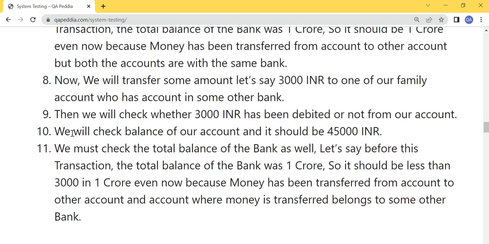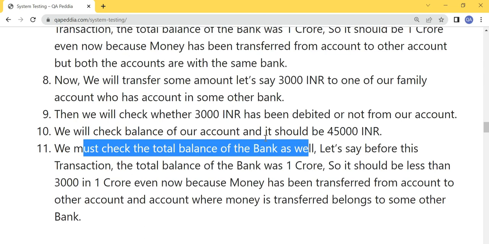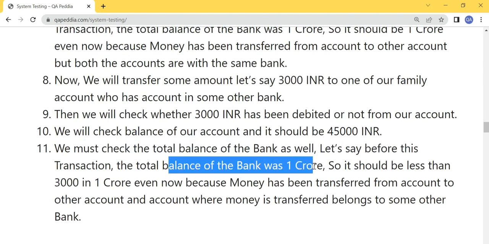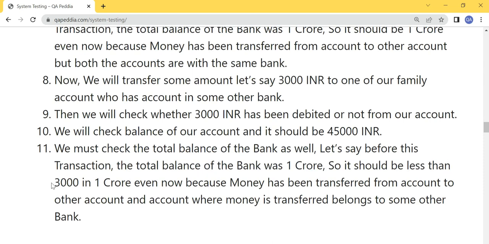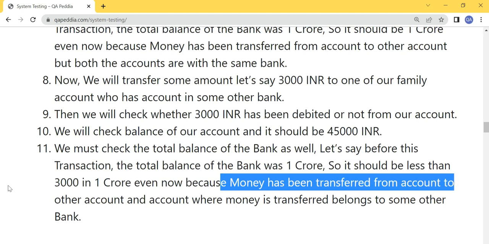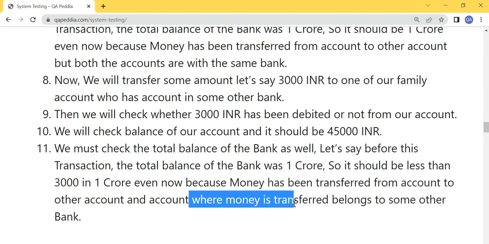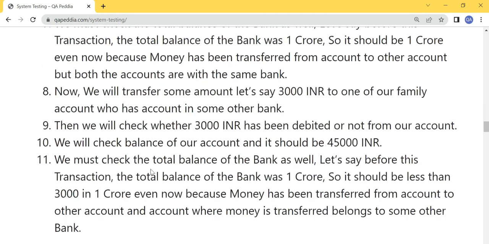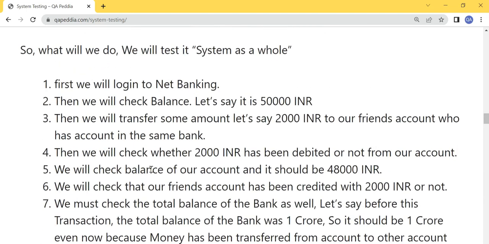So what should happen? We check our balance. Our balance should be reduced. It should be 45,000 now. Now we must check the total balance of the bank as well. Okay. So let's say before this transaction, the total balance of the bank was 1 crore. It should be less by 3,000 rupees from 1 crore now, because the money has been transferred from one account to other account, and the account where money is transferred belongs to some other bank. Okay. So this is how we do the system testing for some module, for some system.